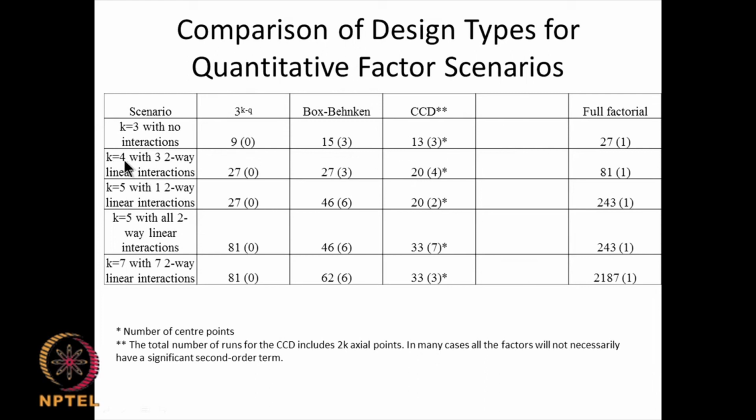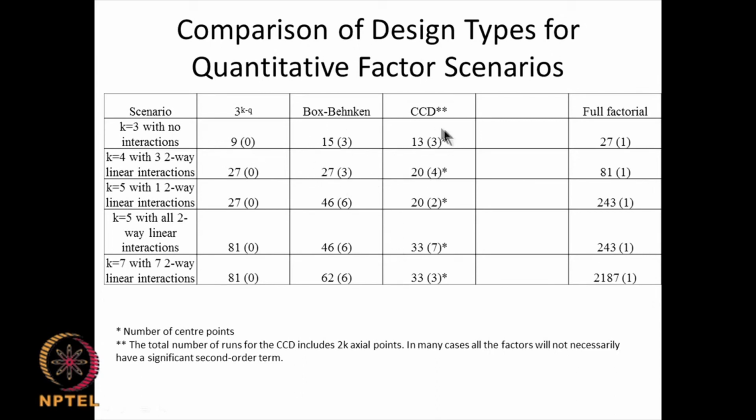If you have 4 variables, then we can have 27 experiments, that is we can build up a 1/3 factorial type of design. Box-Behnken gives you 27, this tells you how many center points, and CCD with a fractional factorial for the central portion will give you 20 experiments, and there will be 4 center points, like that.